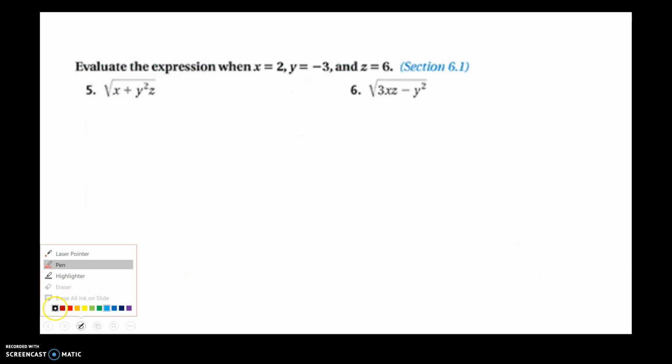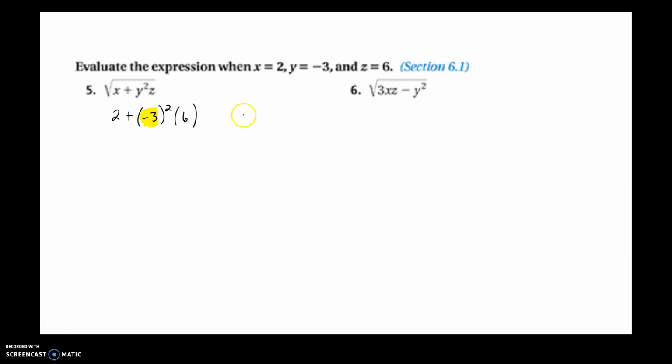Okay, the next set, we did a few of these together. Evaluate the expression when x equals 2, y equals negative 3, and z equals 6. Okay, so just replacing them. X is 2, y is negative 3, and z is positive 6. Now, one thing we discussed, make sure you're putting that whole base in a set of parentheses, because when you square a negative number, right, my side work here, negative 3 times negative 3 gives me positive 9. So you get 2 plus 9 times 6. So 2 plus 54. So we get 56.